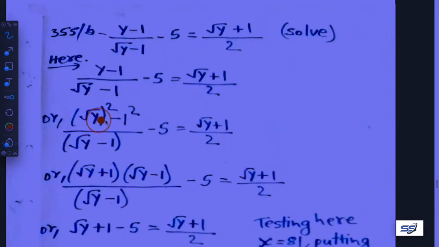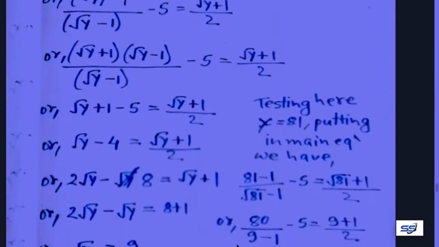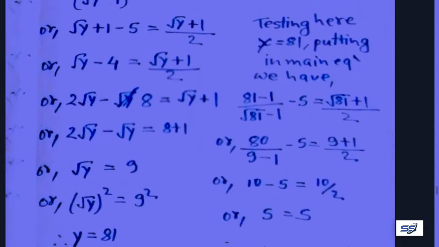Now this shall be expanded as per our formula. Here comes root y plus 1 into root y minus 1, whole upon root y minus 1 minus 5, equals root y plus 1 whole upon 2. Here, root y minus 1 and root y minus 1 are the same up and down, so both cancel each other. It comes here only root y plus 1 minus 5, equals root y plus 1 whole upon 2.